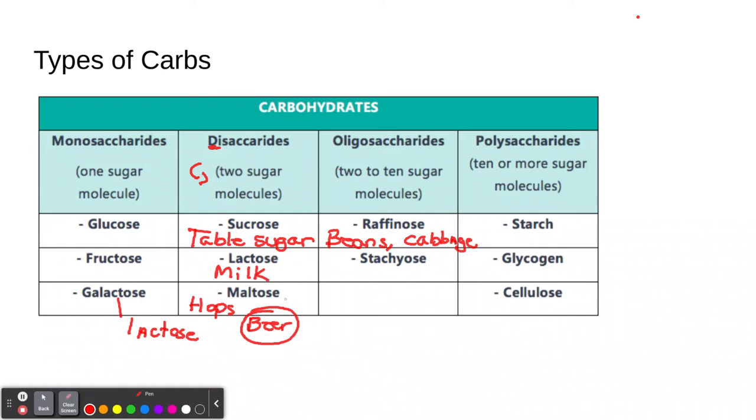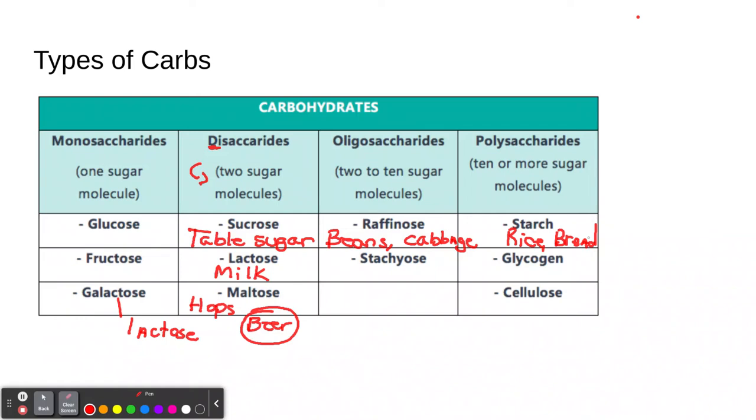Poly means many, so there are 10 or more sugar molecules. And starch is our most important energy source. So that's where we have our rice and bread. We eat a lot of bread. Well, some of us eat a lot of bread, right?